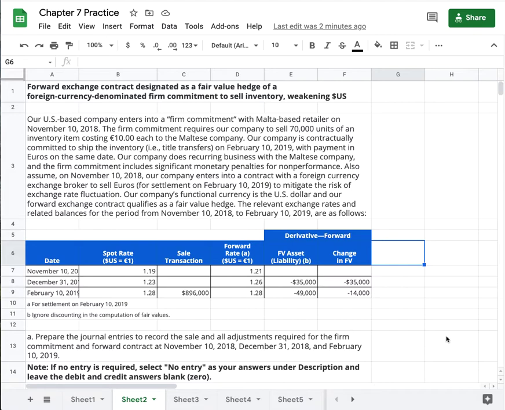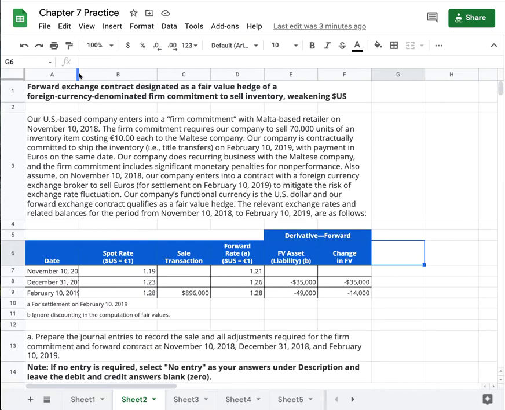Our company does recurring business with the Maltese company, and the firm commitment includes significant monetary penalties for non-performance. Also assume on November 10, 2018, our company enters into a contract with a foreign currency exchange broker to sell euros for settlement on February 10, 2019, to mitigate the risk of exchange rate fluctuation. Our company's functional currency is the US dollar, and our forward exchange contract qualifies as a fair value hedge. The relevant exchange rates and related balances for the period from November 10, 2018 to February 10, 2019 are as follows.